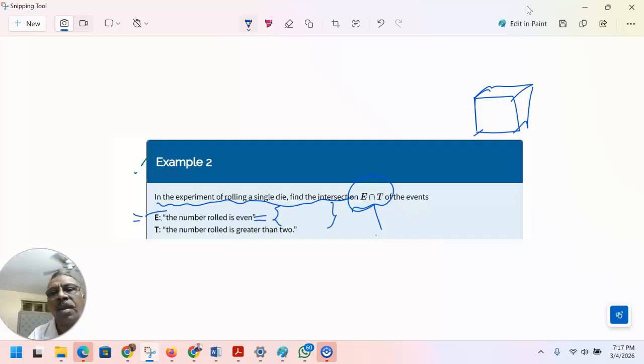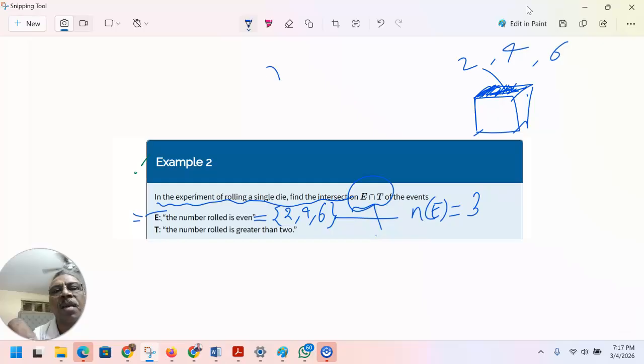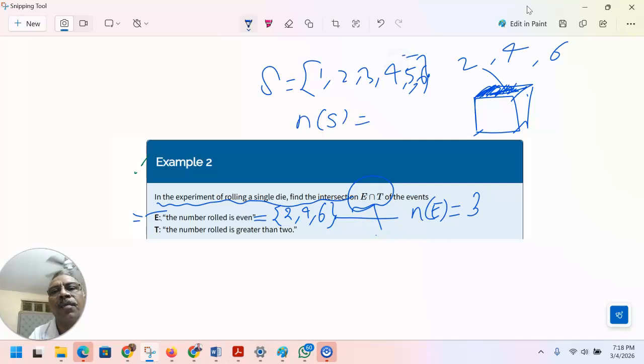So the possible numbers that show up can be 2, 4, and 6. These are the even numbers. So you have three options here, or we call them three outcomes. Here I will write N of E is 3. Then the sample space means all the other options are 1, 2, 3, 4, 5, and 6. These are all possible outcomes when you roll a die. So the number of outcomes is 6. This is important information.